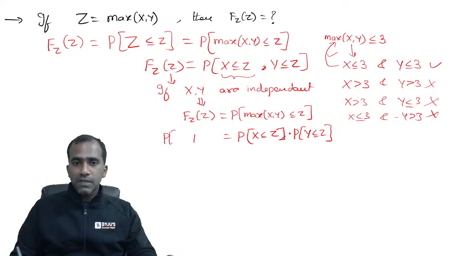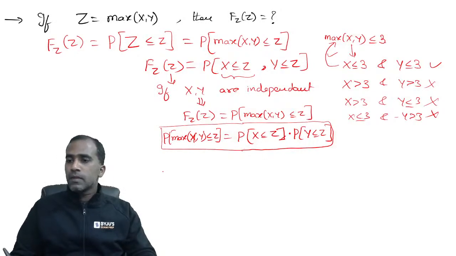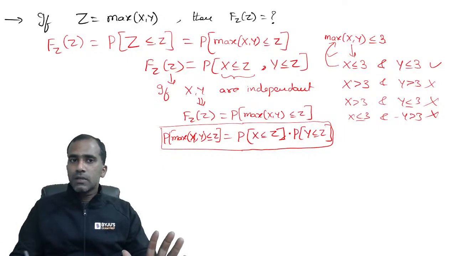So whenever you see probability of maximum of x comma y kind of relation less than or equal to some value z, then you can just rewrite it like this. Then it will become very easy to solve the problem. So this is the concept for solving this kind of problems, maximum of x comma y.